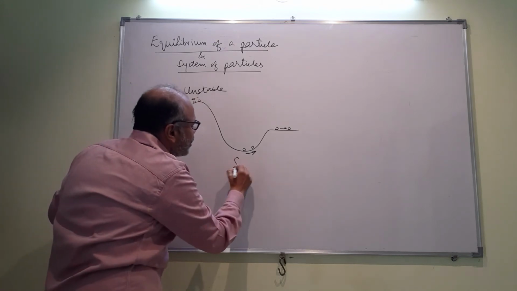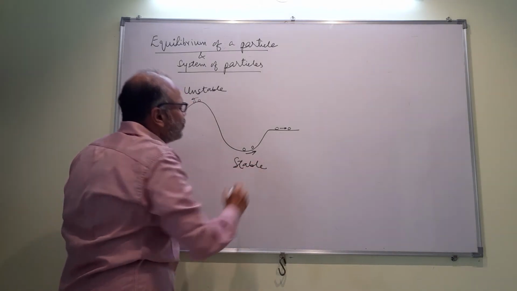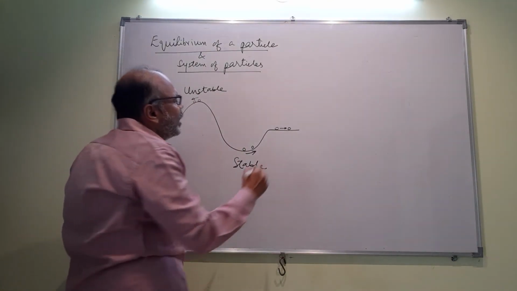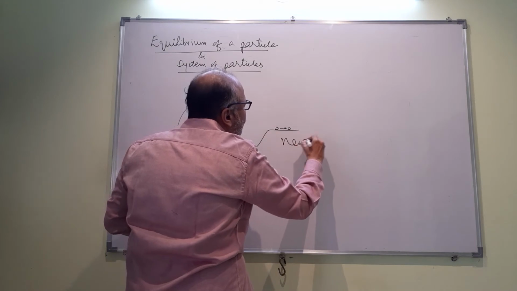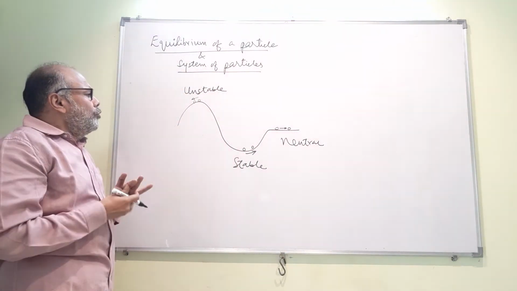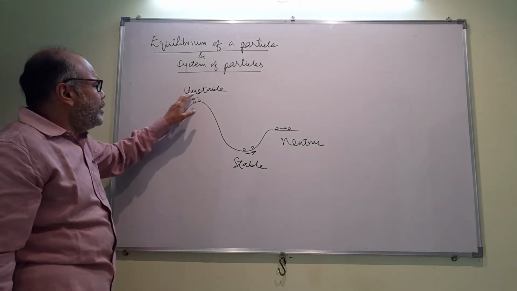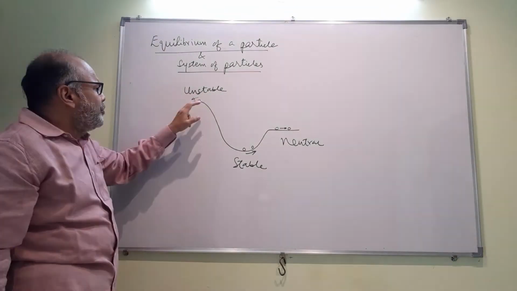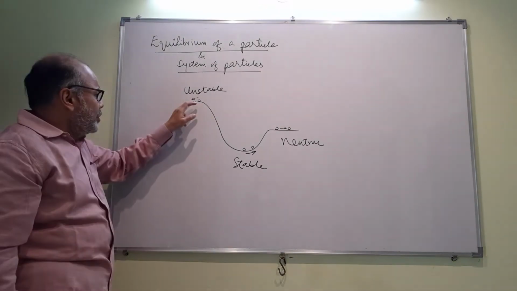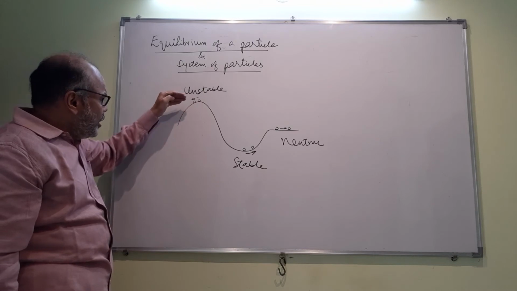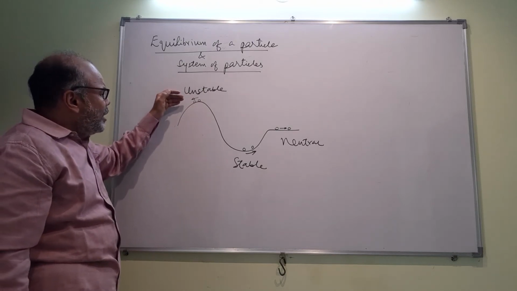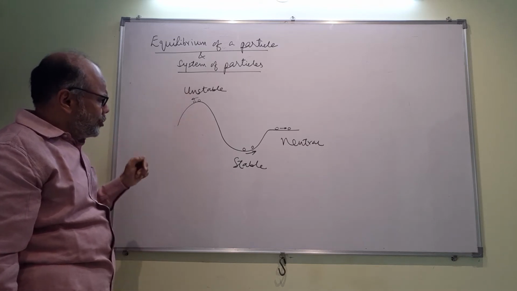This is the case of stable equilibrium, where the body has a tendency to get back to its original position when disturbed, and this is the case of neutral equilibrium. Now, what you can observe here is that when the equilibrium is unstable, the potential energy is maximum, and when you disturb the body, the potential energy decreases and it continues to decrease. That is, it doesn't come back to its original position.